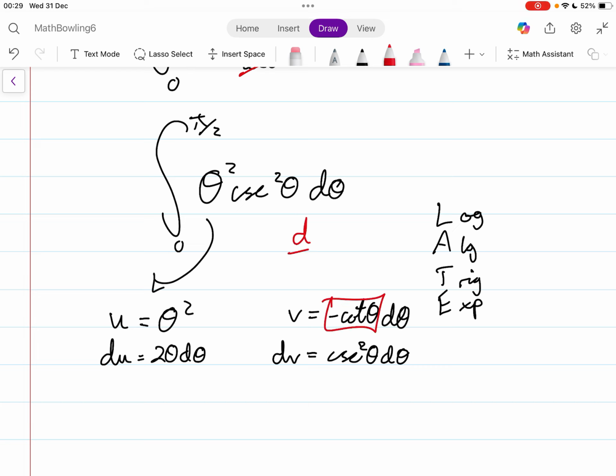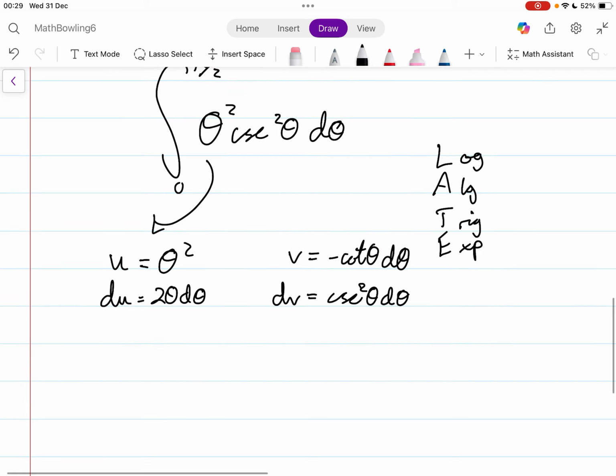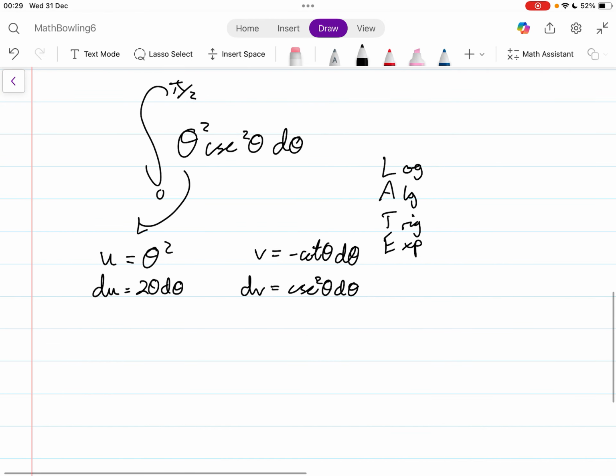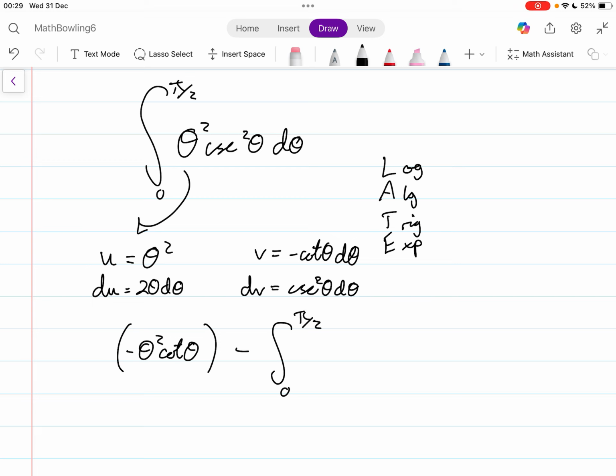We know that d by d theta of cot theta equals, sorry, negative cosec squared theta. So we just times by negative 1, and that's how we get it. So our integral is now equal to uv, so negative theta squared cot theta, subtract the integral of v du. These negatives cancel, so I'm going to make them plus.